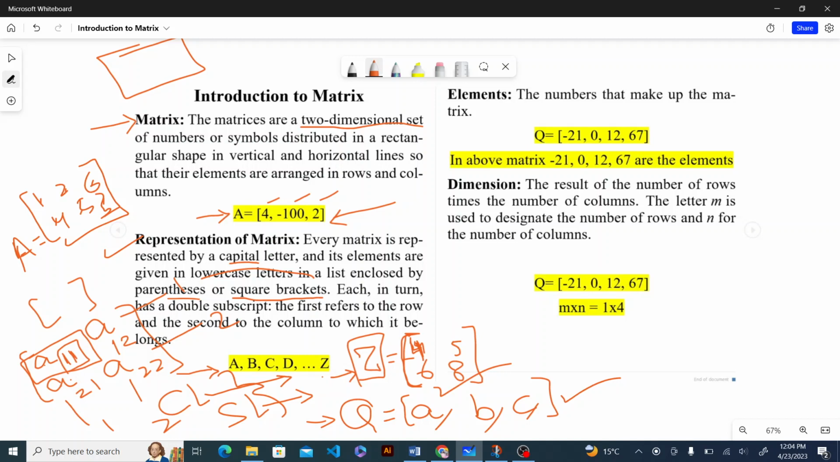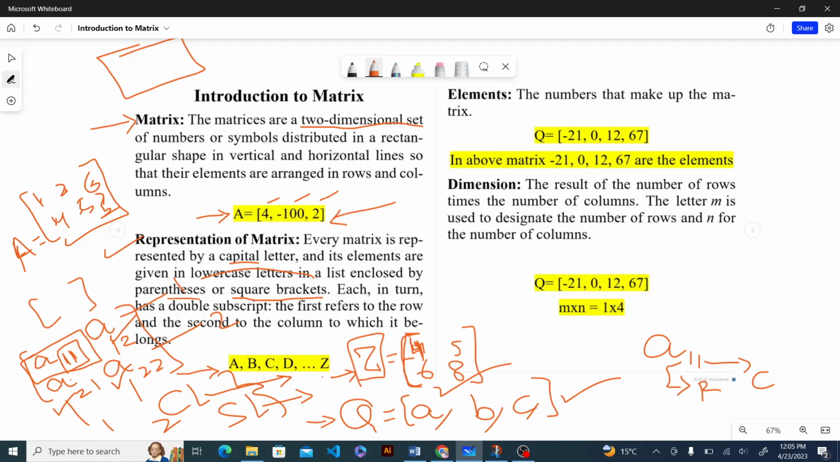The first number here shows the row number and the second one shows the column number. So A11 means it is the element of a matrix which is placed at first row and first column. Same goes for the second, third and fourth elements. This shows first row and second column. This is second row and first column. This is second row and second column.